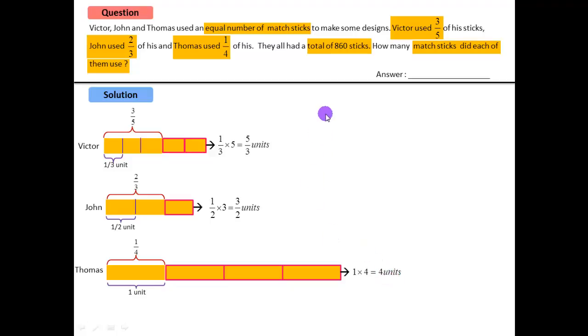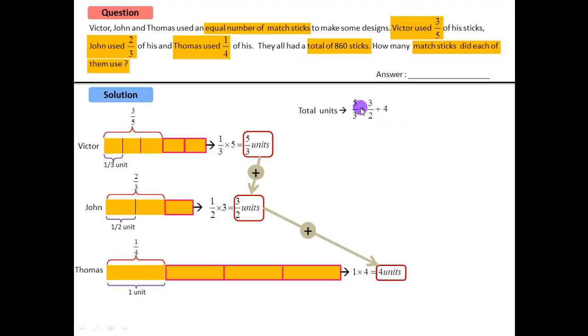Now we can find the total units that all 3 boys had altogether. To do this, we have to add 5/3 units, 3/2 units, and 4 units. And we will get 5/3 plus 3/2 plus 4. Since the denominators are different, let's make them common to get (10 plus 9 plus 24)/6. This gives us 43/6. Now this 43/6 units represents 860 matchsticks.